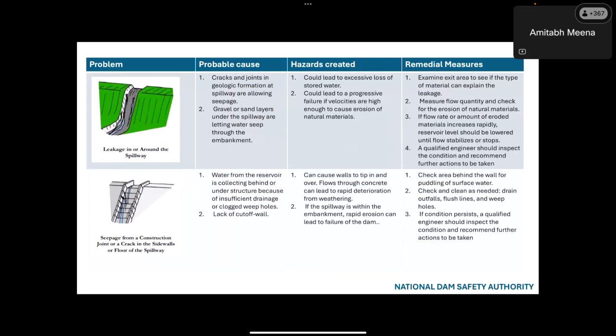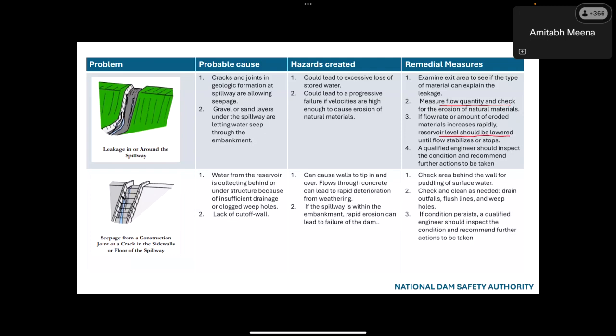So what we can do is examine the exit area to see if the type of material can explain the leakage. If the material is reservoir water only, clear water, where the quality is the same as the water in the reservoir, then it is not washing away the material, so it's not so serious. However, that should be plugged and repaired. Major flow quantity: if the flow or amount of eroded material increases rapidly, the reservoir level should be lowered.